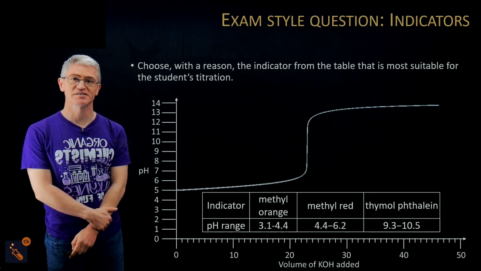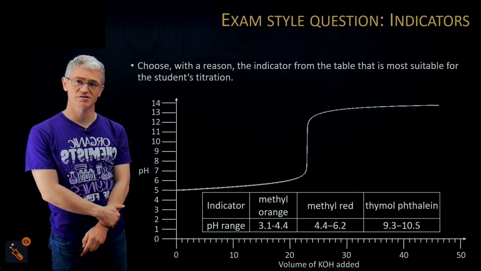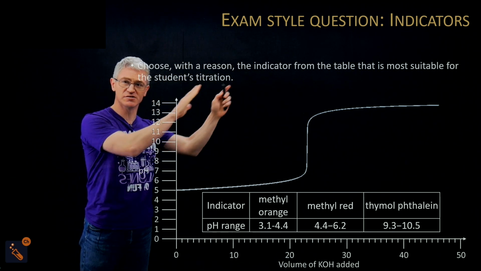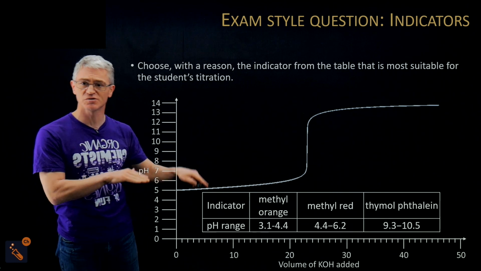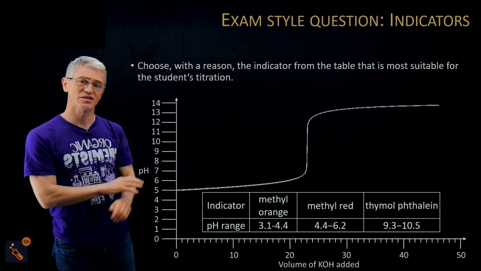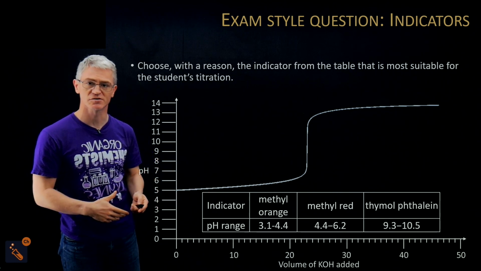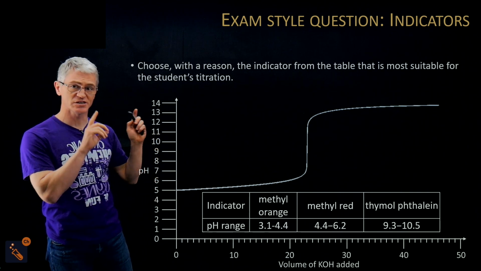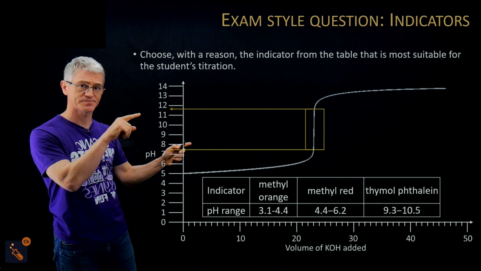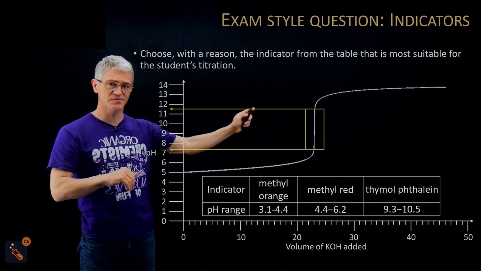So we're going to quickly do an exam style question on indicators, and you can say choose with a reason. Okay, so you've got to give a reason and choose which indicator you're going to do. They'll always give you questions like this around about 2 marks. So all you have to do is look at that vertical section. So let's look at that vertical section. Highlighted here, there's the vertical section.